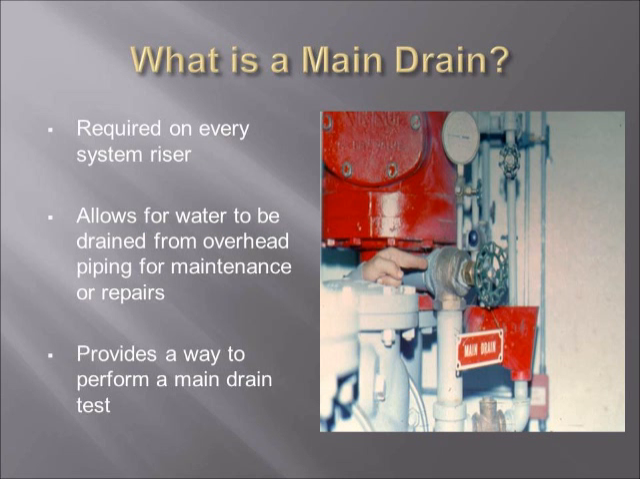What is a main drain? Main drains are required by NFPA 13, standard for the installation of sprinkler systems. The purpose of the main drain is twofold. First, it allows for the draining of the sprinkler system in the event of necessary maintenance or repair to overhead system piping or sprinkler heads. Secondly, the main drain is provided to permit the performance of a main drain test.